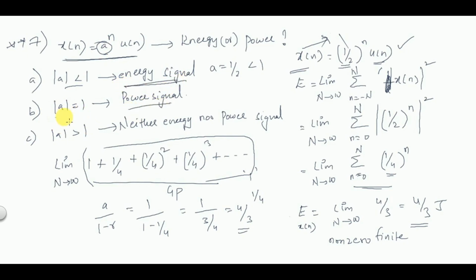When mod A is equal to 1, what will be the signal? X of n is equal to U of n, and we have seen U of t is a power signal, and similarly U of n is also a power signal. That's all. So when mod A is equal to 1, X of n becomes U of n, which is a power signal. This is how we can classify energy and power signals.